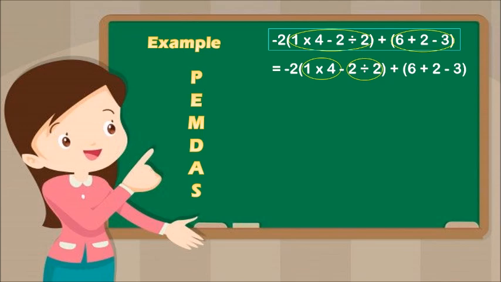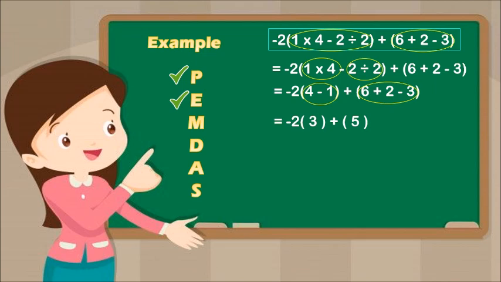So 1 times 4 and 2 divided by 2. So we have 1 times 4 is 4, minus 2 divided by 2 is 1. So that would be negative 2 times open parenthesis 4 minus 1 close parenthesis plus open parenthesis 6 plus 2 minus 3 close parenthesis. Okay, so there is no exponent. So 4 minus 1 is 3. And then 6 plus 2 minus 3 is 5.